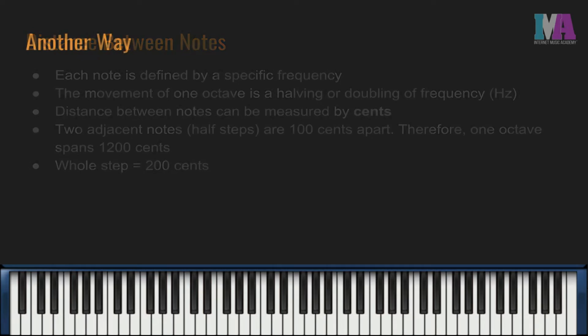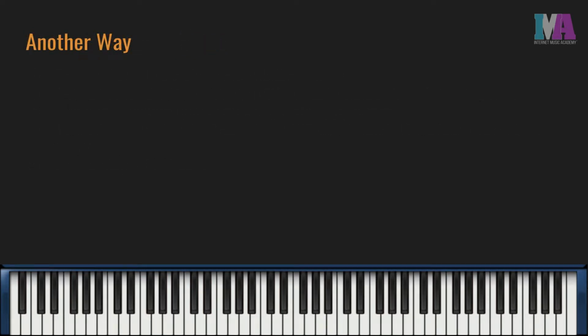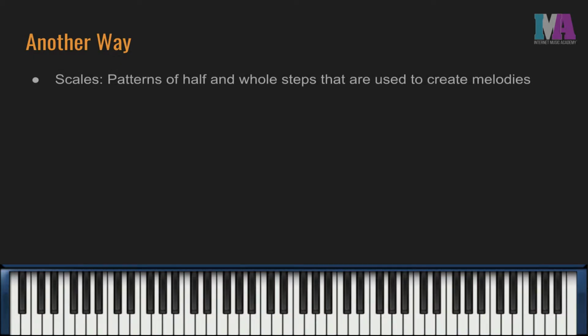Now, a more common way of referring to these distances, rather than counting out the number of half steps, comes from musical scales, which are patterns of half and whole steps that are used to create melodies, or what you might think of as the part of a song that you can sing along to. We will cover scales more in depth in a future lesson, but for now we are going to use a scale called C major. The C major scale starts on C and goes up the white keys of the piano to the next C, skipping all of the black keys. There are 8 notes total, including the C at the top of the scale.